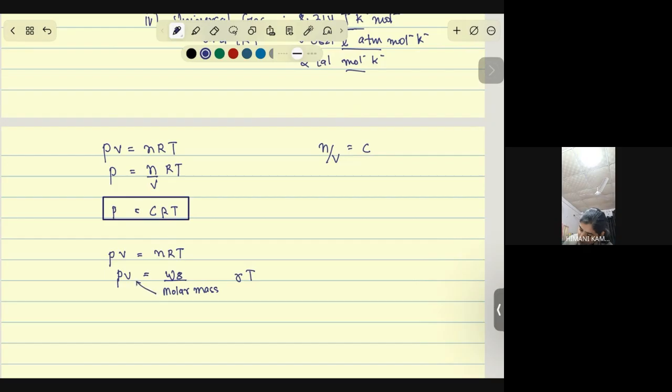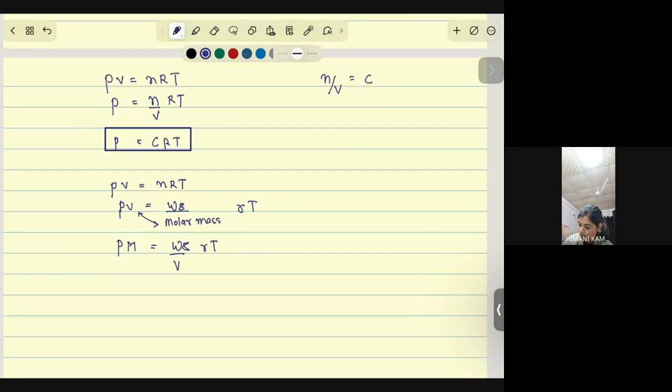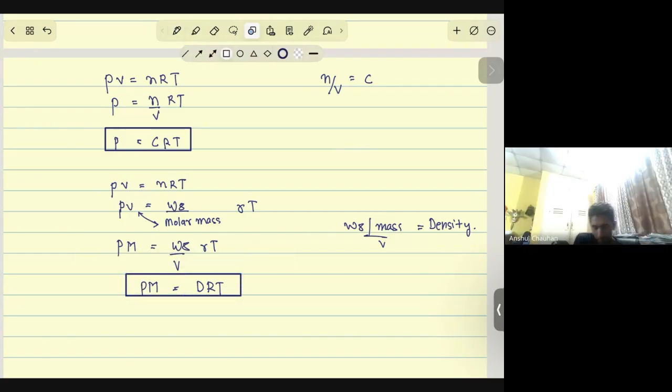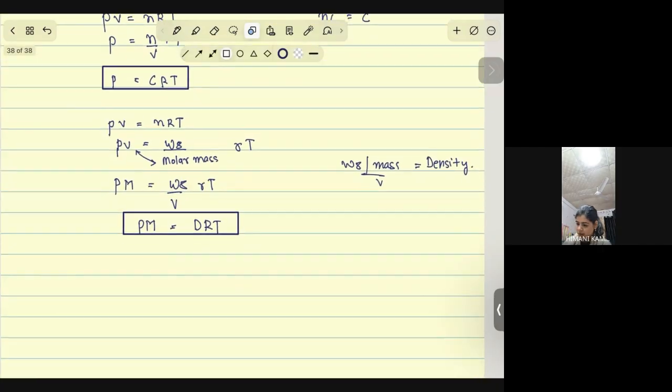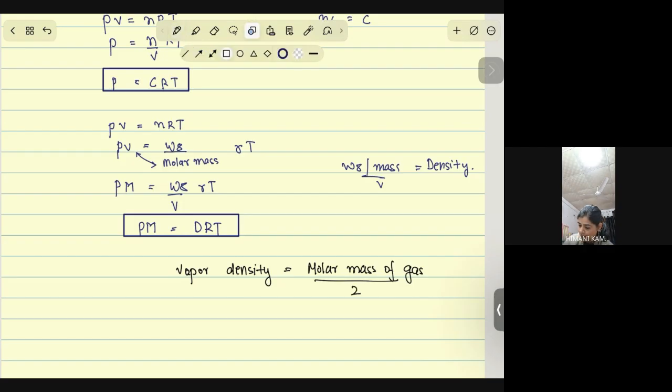If we take molar mass over here and volume in the denominator, then we can write it like this. Weight, or mass, upon volume is density. So we can write pressure into molar mass is equal to density RT. This is also another formula we can use. There is one more formula: vapor density is equal to molar mass of gas divided by 2. Remember this formula.